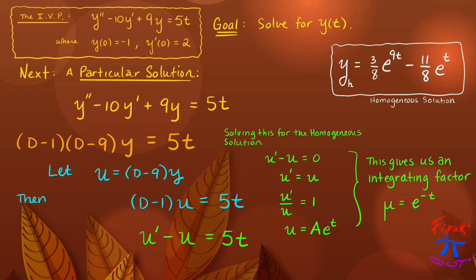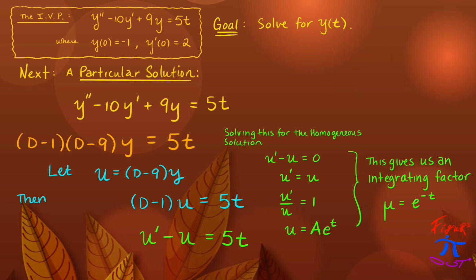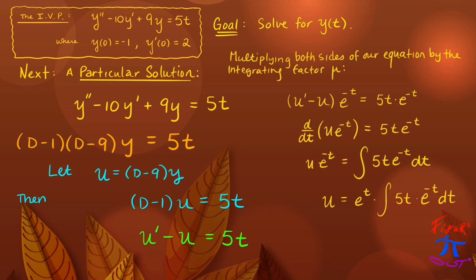What that does is it allows us to pull out something called an integrating factor, here e to the negative t. And what we do is we multiply both sides of the particular solution equation with this integrating factor, and what it does is it allows us to rewrite the equation in a nicer, more solvable form. So let's take a look at what it looks like to multiply both sides of our particular equation with this integrating factor.